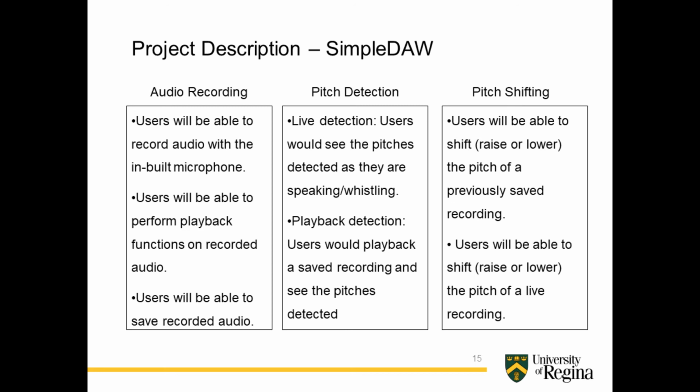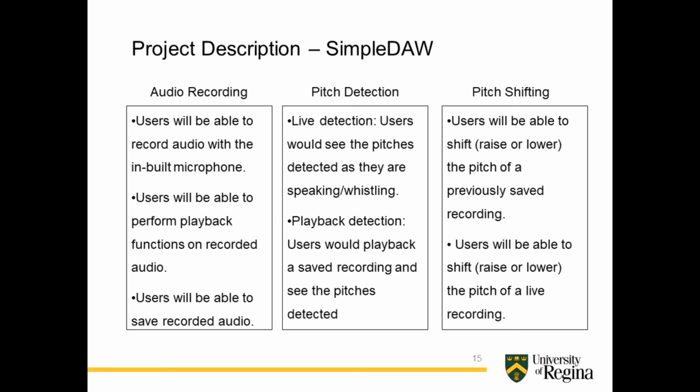So if I whistle a tune, for example, I record that tune and I save it and I play it back, the app should be able to show me the detected pitch of the tune which I just played back.